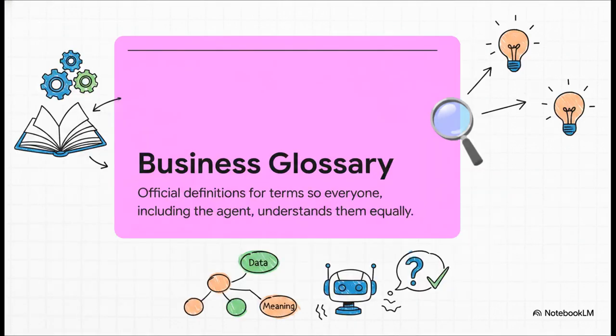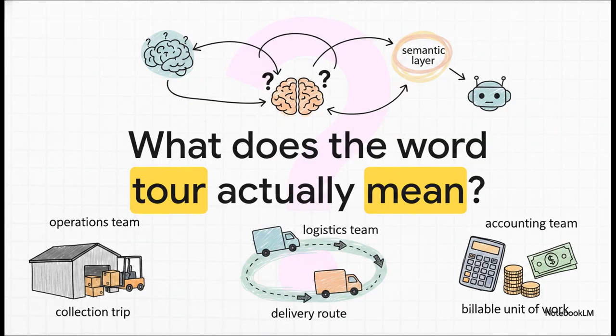Tool number 2 is the business glossary. This is your company's official dictionary. It is absolutely crucial for eliminating confusion, ensuring the AI agent understands your internal jargon the exact same way your human employees do. For instance, take a simple word like tour. To your warehouse operations team, a tour is a collection trip. But ask the logistics guys, and a tour is a delivery route. Ask accounting, it's a billable unit. Without one unified glossary, those different teams would completely confuse the AI with 3 totally different definitions for the exact same word.